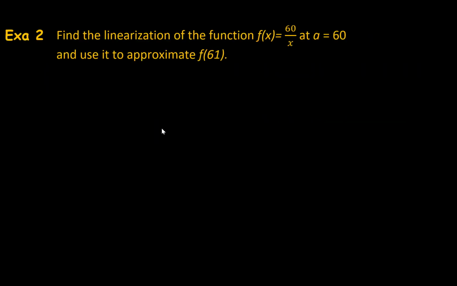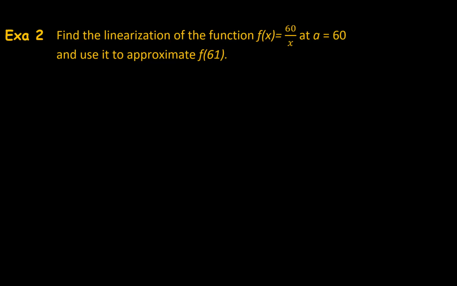Let's look at another example. Find the linearization of this function 60 over x at a equals 60, and then use this to approximate f(61).